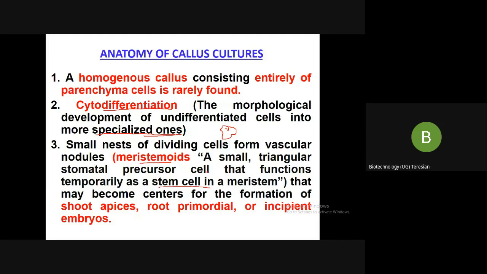If there is a meristemoid, it is going to behave as a stem cell, and these stem cells are the precursor cells. Their function is only temporary. And what is their function? It is to produce shoot apexes, root primordia, and vascular cambium. These are its functions. So what is happening? From an undifferentiated mass of cells, it is going to develop into all this because of this meristemoid, or this precursor cell.